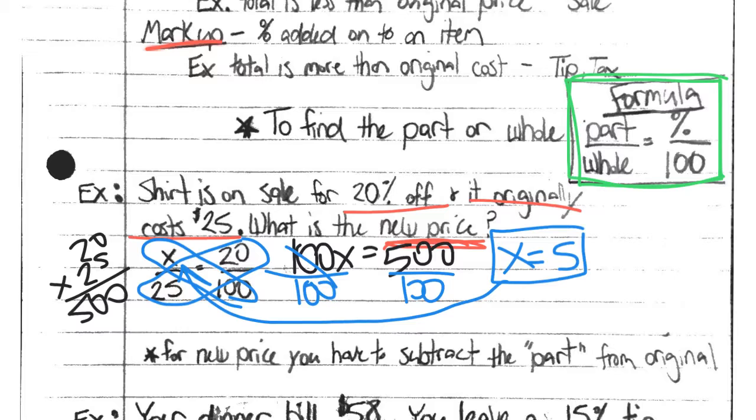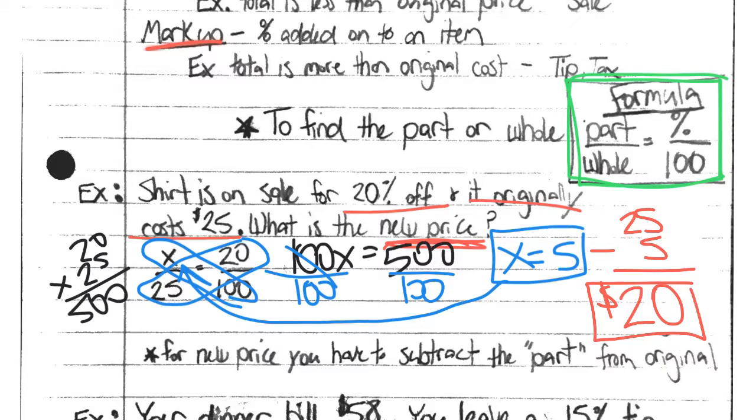So my original cost up here was $25. That was what my shirt was supposed to cost. I saved $5 on the sale because that was the part. So my new cost is going to be $20. So that's what I'm talking about when I say be really careful. My discounted price needed to be less than the original price. It didn't need to be $5, though. That's just what you saved. You have to still ask yourself, what is the question asking? So our new shirt cost $20 once it had the 20% off discount.